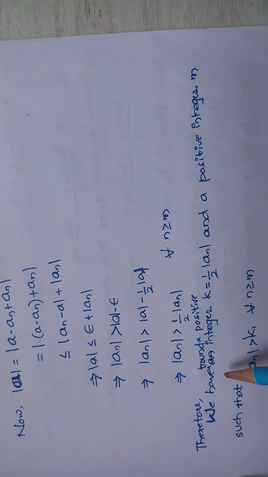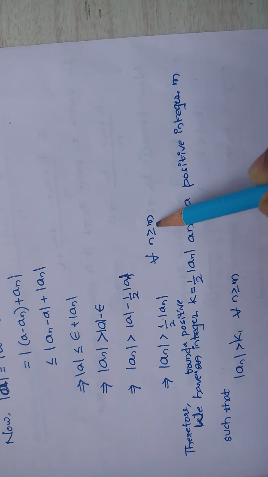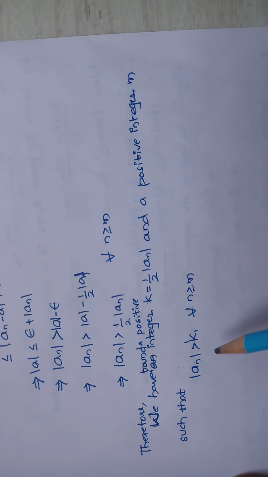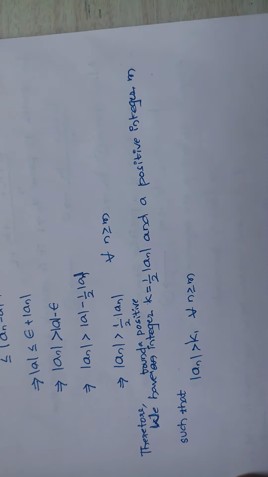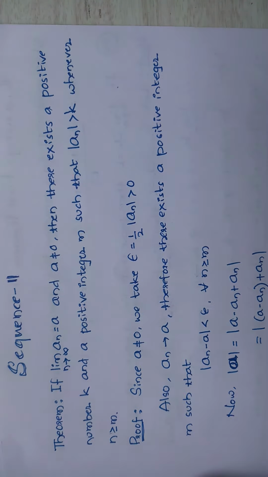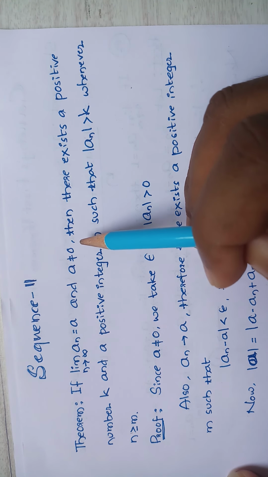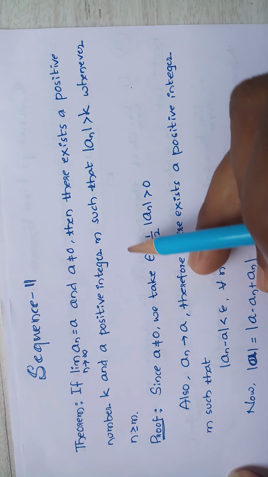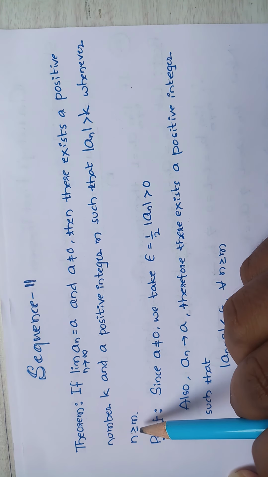Therefore we have found a positive number k that is equal to half of modulus of a. Here I am taking this as k, and a positive integer m, such that modulus of a_n is greater than k for all n greater than or equal to m. So this result is saying that if limit n tends to infinity a_n is equal to a and a should not be equal to 0, then there are a positive number k and a positive integer m such that modulus of a_n is greater than k whenever n is greater than or equal to m.